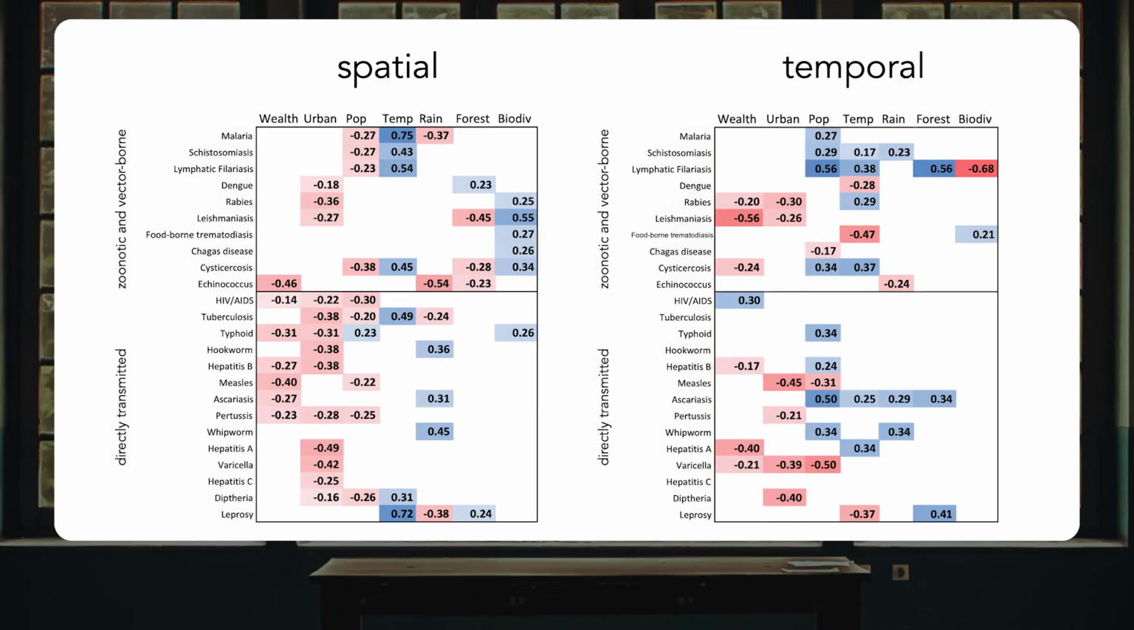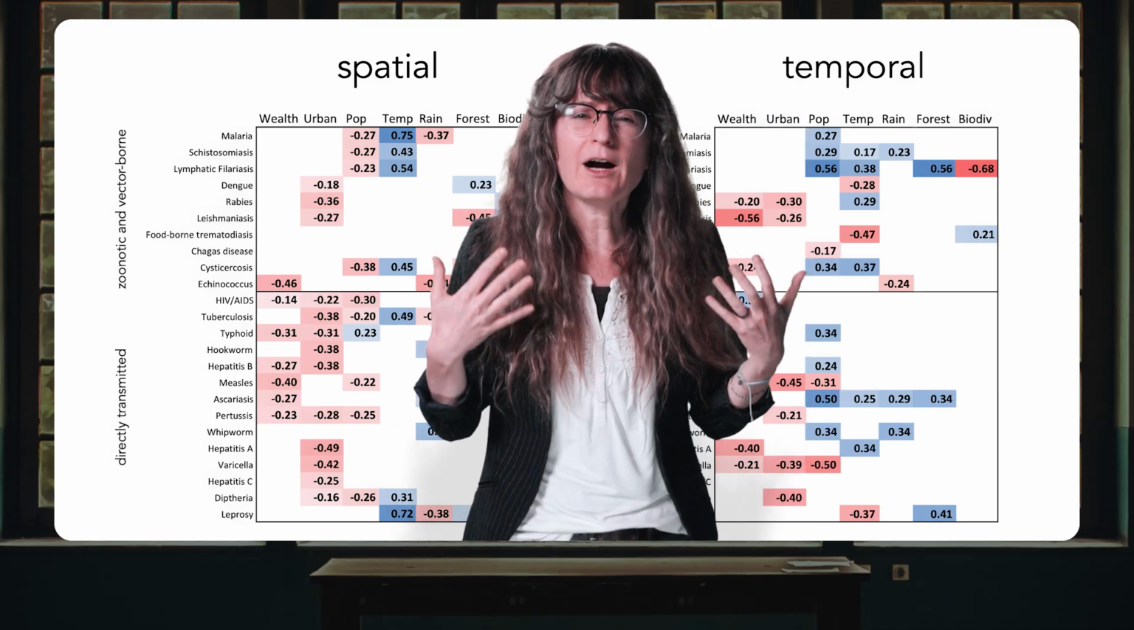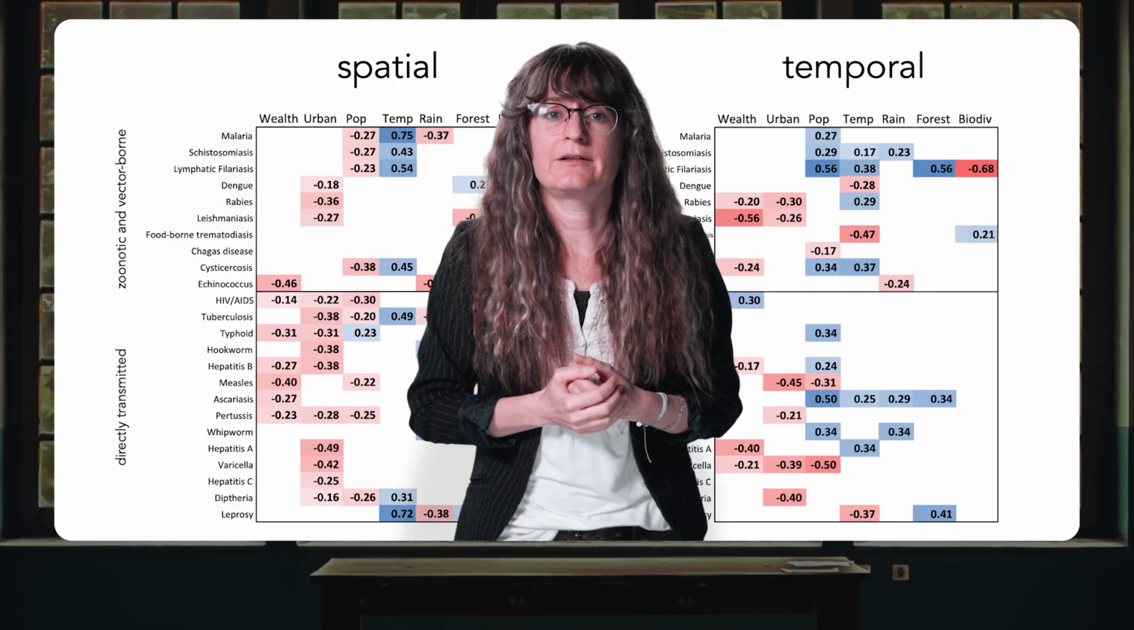We interpret the table a little bit differently for the temporal analysis because in the temporal analysis, it's about change over time. So for example, individual countries where wealth increased tended to see a decline over time in their infectious disease burdens. Individual countries where urbanization increased over time tended to see a corresponding decline in infectious disease burdens over time. So that gives us a little bit more confidence that this is a causal pattern.